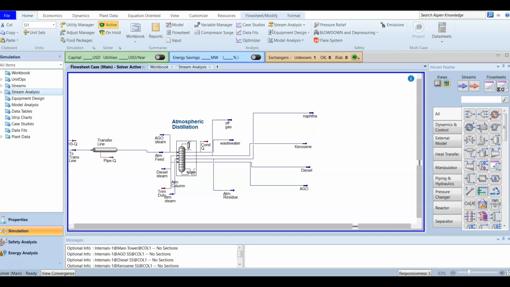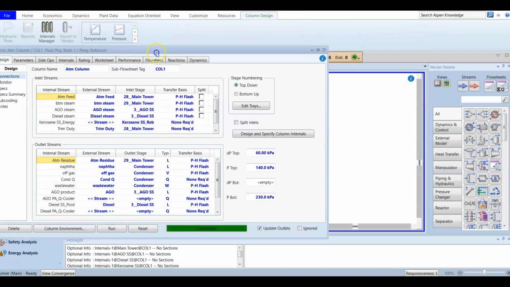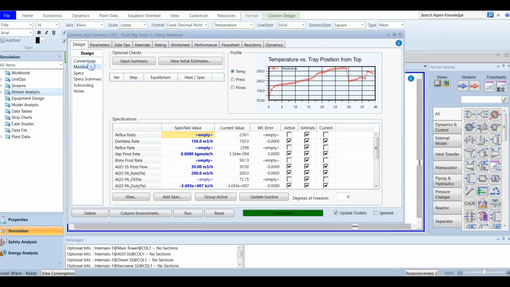Now we have our petroleum assay, which shows you the actual temperature based on the flow that we added. But now we are going to control the quality by adding a cut point. So we are talking about a spec. We are going to open here and go to Monitor. Now we are going to add a spec related to the cut point.